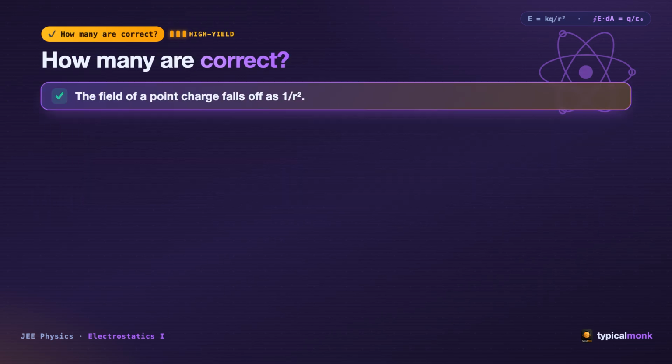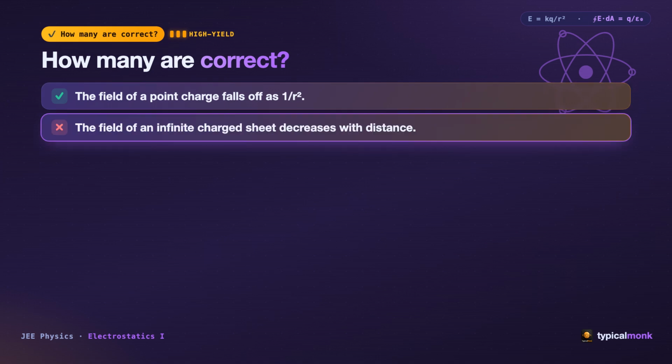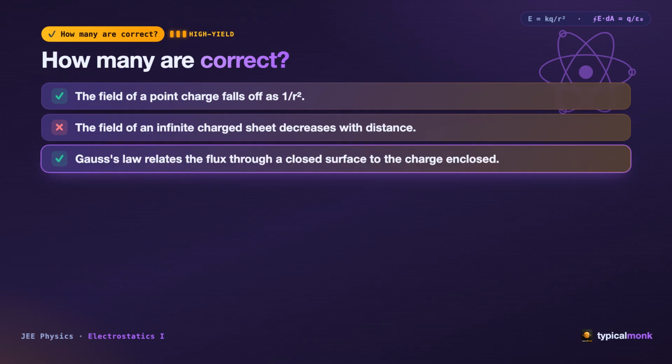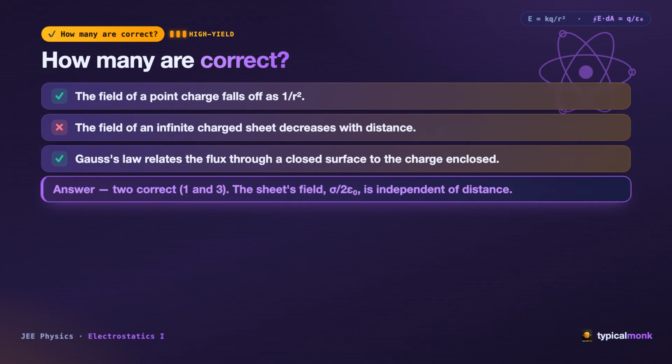Now, how many of these 3 statements are correct? 1. The field of a point charge falls off as 1 over r squared. That is correct. 2. The field of an infinite charge sheet decreases with distance. That is wrong. The sheet's field, sigma over 2 epsilon naught, is independent of distance. 3. Gauss's law relates the flux through a closed surface to the charge enclosed. That is correct. So the answer: 2 are correct, statements 1 and 3. The trap is statement 2. The infinite sheet's field does not change with distance.